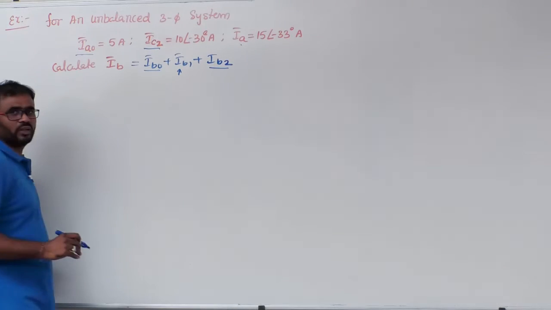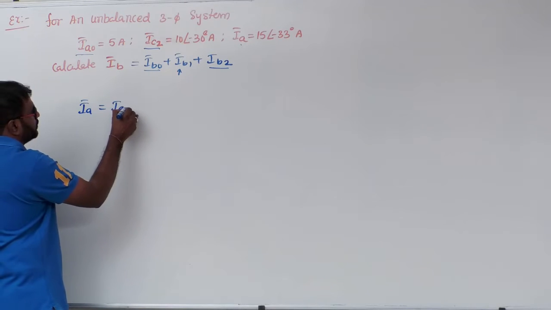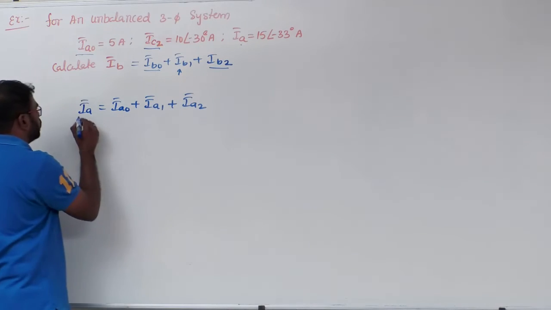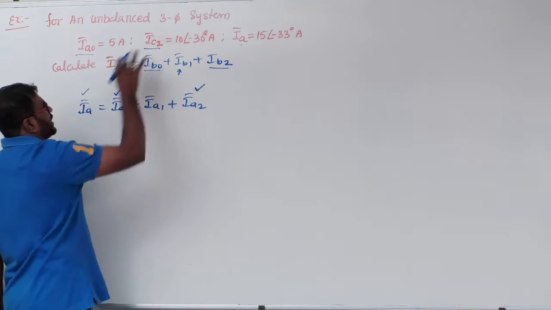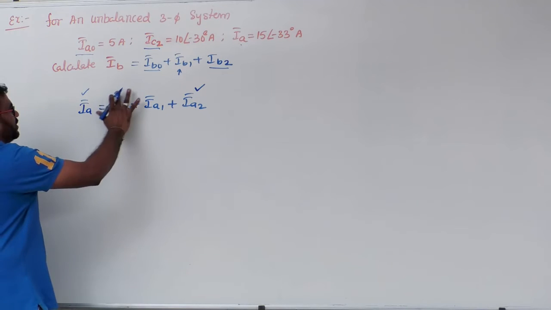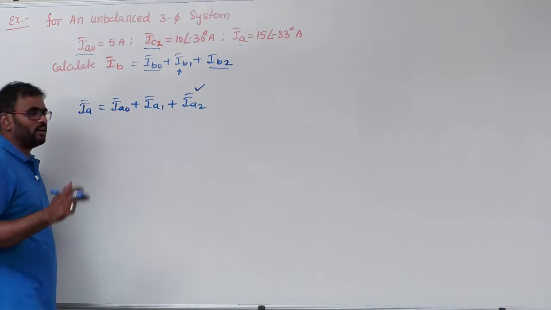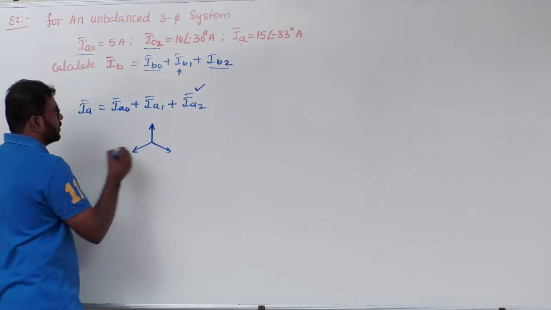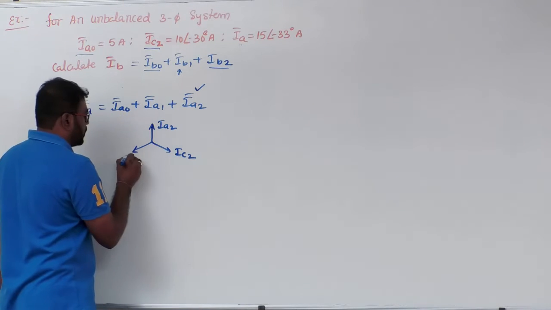Using the IA expression, have a look here. What can I write for IA? IA0 plus IA1 plus IA2. You know the value of IA, that is given. IA0 also you know. IA2 I can calculate using IC2. Then IA1 I can calculate. Now let's see. What is IA0? 5 ampere. What is IA2? We need to calculate now. For that, have a look, sir. I am drawing the negative sequence here. This is IA2. What about this? IC2. What about this?